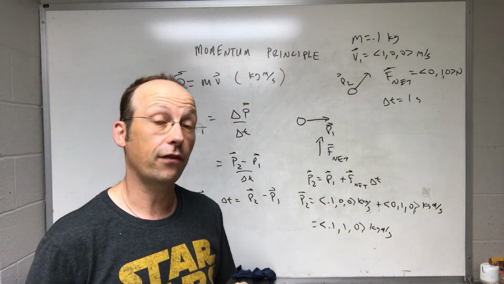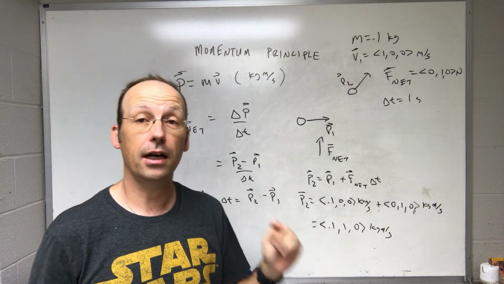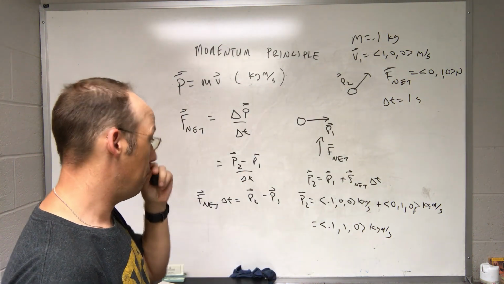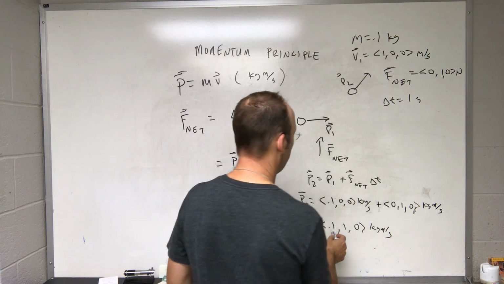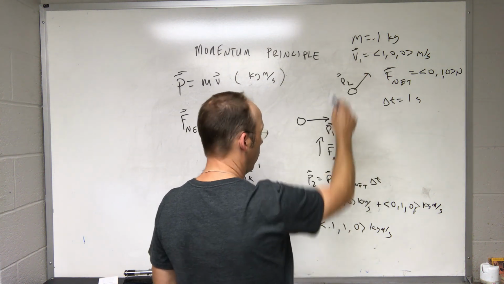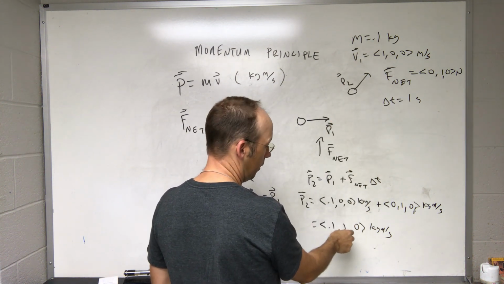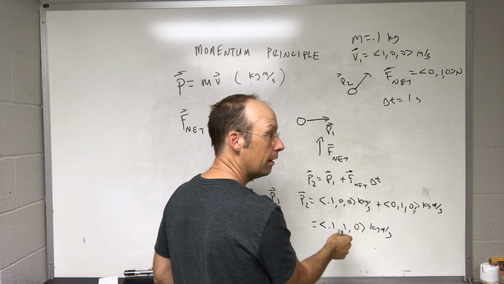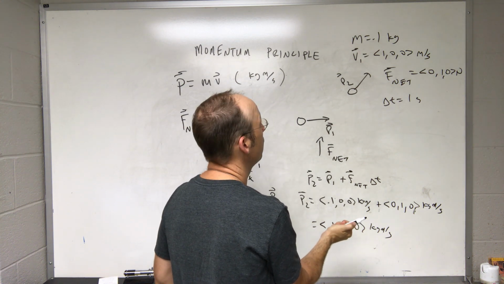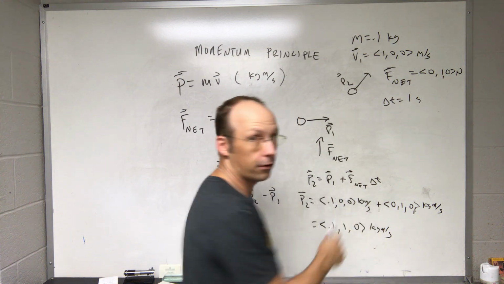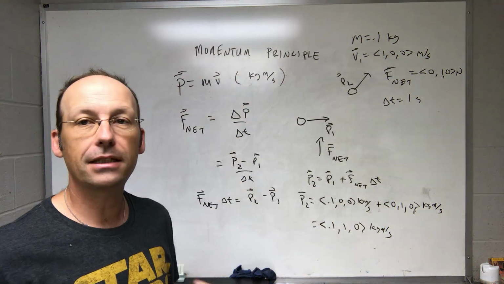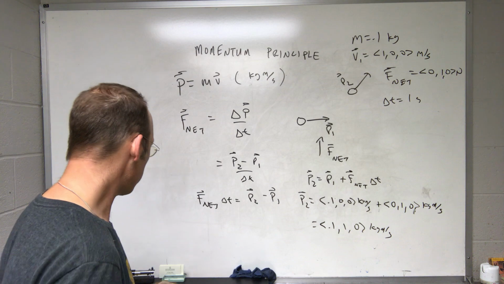Now what if I wanted to find the final velocity? Then I'd have to divide by the mass. So if I divide this by the mass of 0.1, I get 1, and then that's going to be, what, 10? Is that right? Yeah, 10, 0. I won't write it out because I'm running out of room. But that's your basic introduction to the momentum principle.